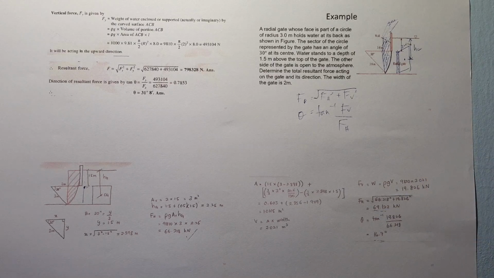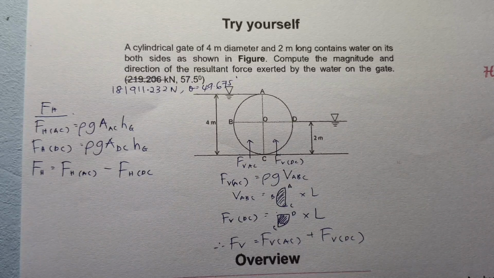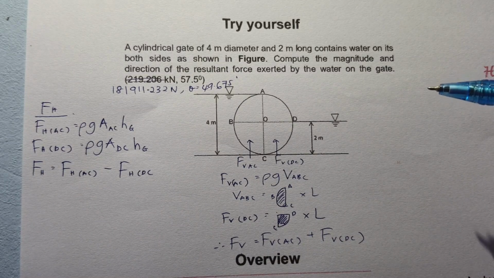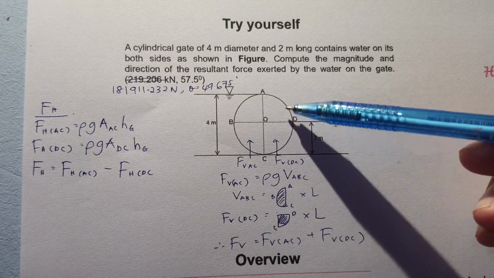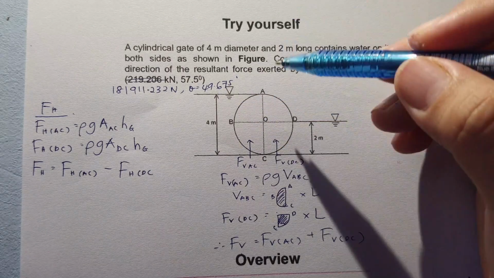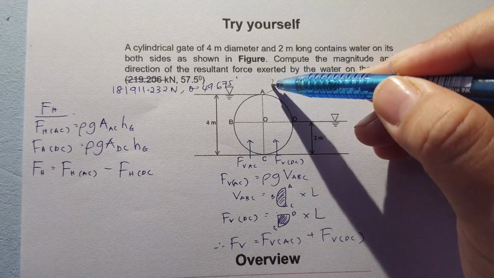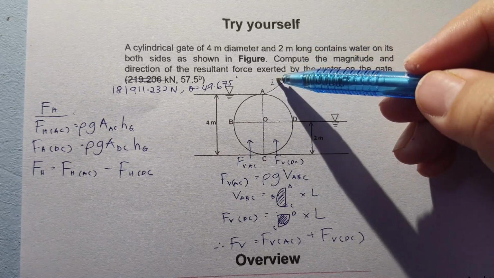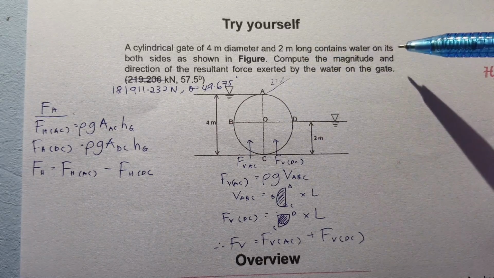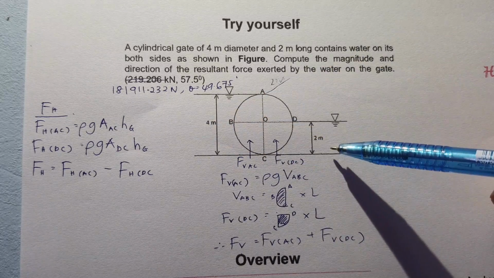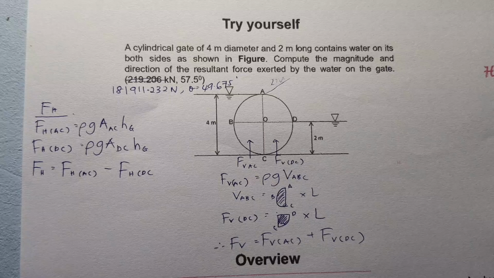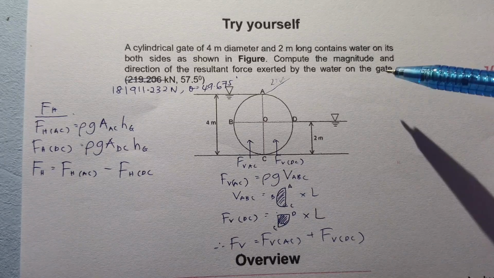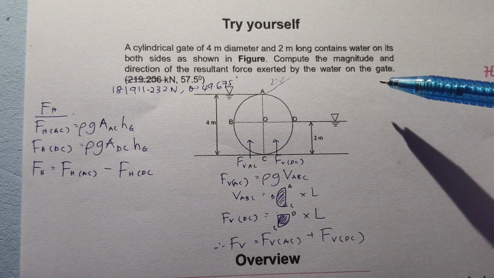Okay, so I want you to do this example. Let's try yourself. It's a cylindrical gate, 4 meter diameter and 2 meter long. It contains water on both sides, water here and water also here. Compute the magnitude and direction of the resultant force exerted by the water on the gate.